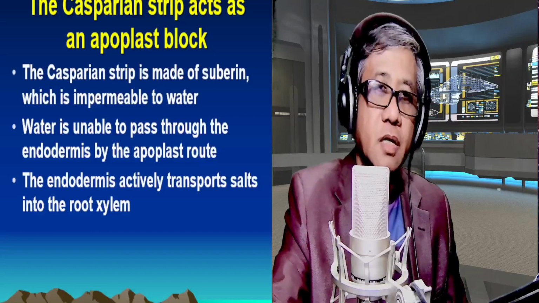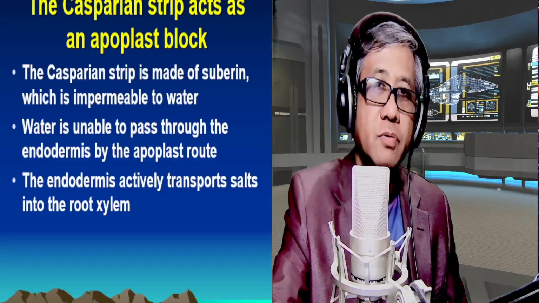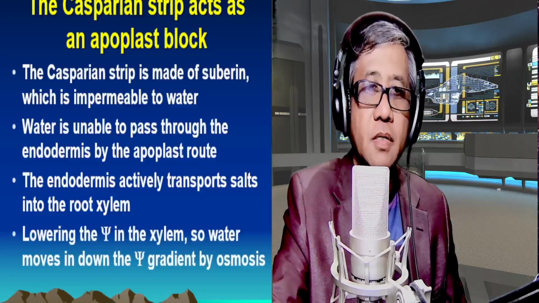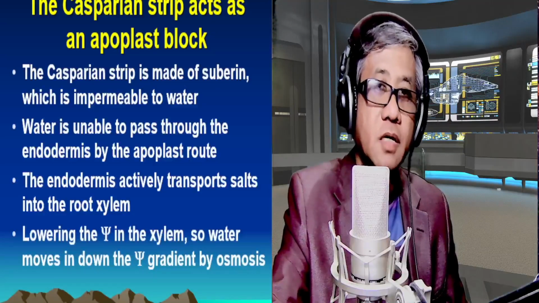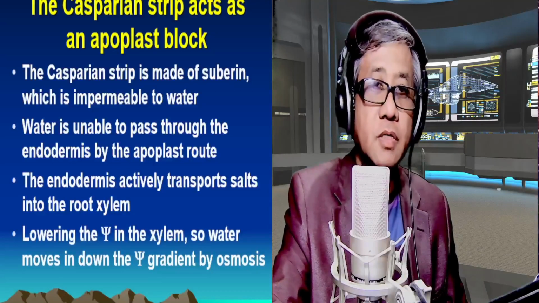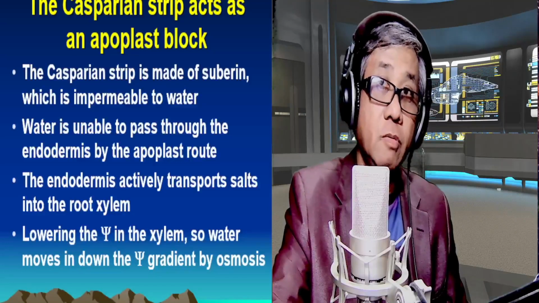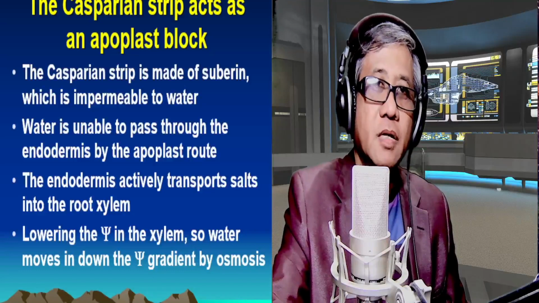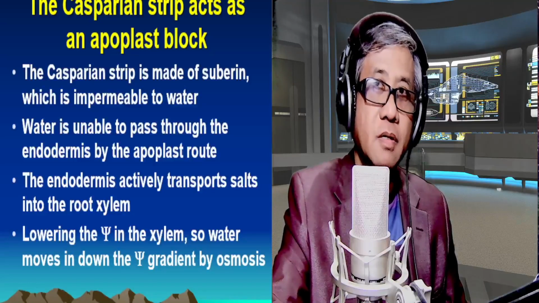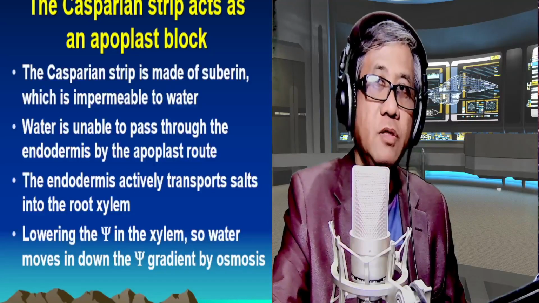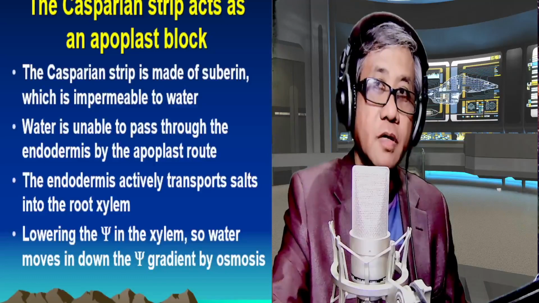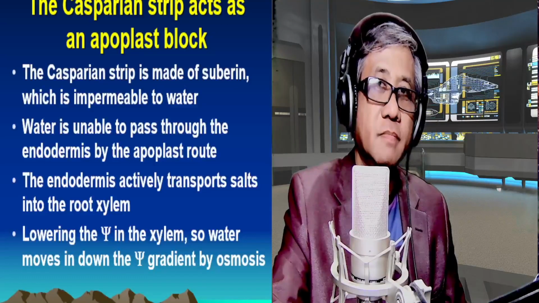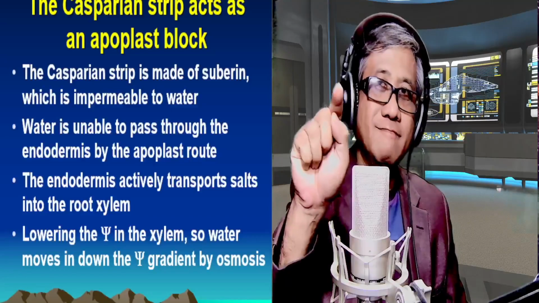So the endodermis actively transports salt into the xylem vessels, lowering the concentration in the xylem, so water moves down the gradient by osmosis. So anyway, we'll go into the details of that later on. Okay, so at this point, let's watch this video about the difference between symplastic and apoplastic pathways. Alright, let's watch this.